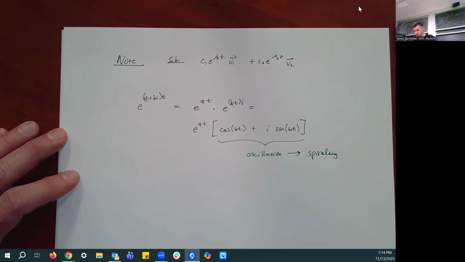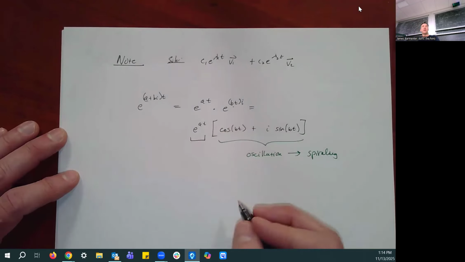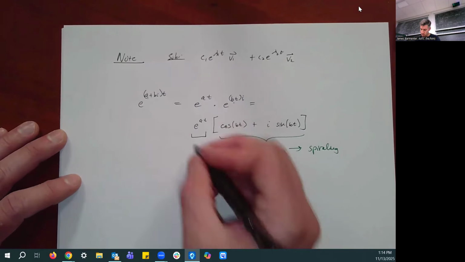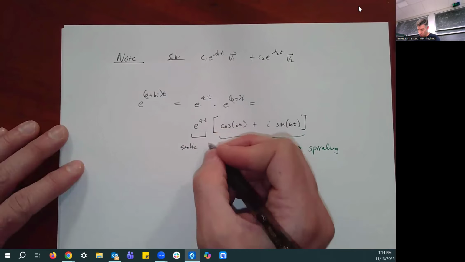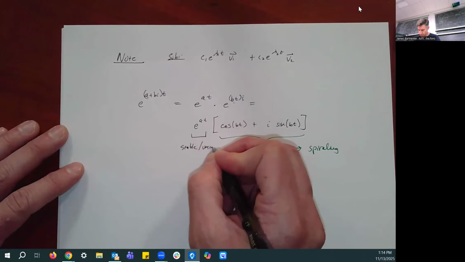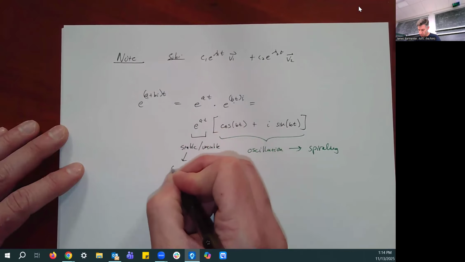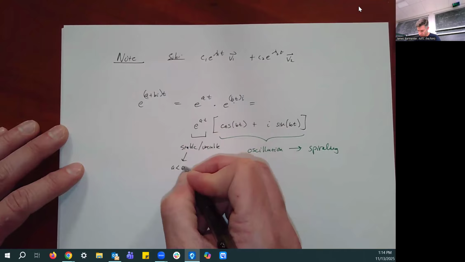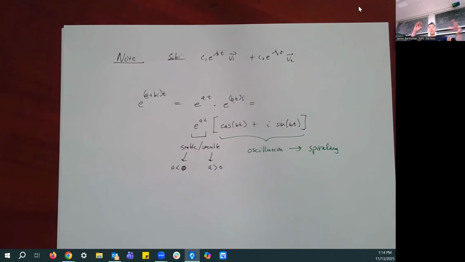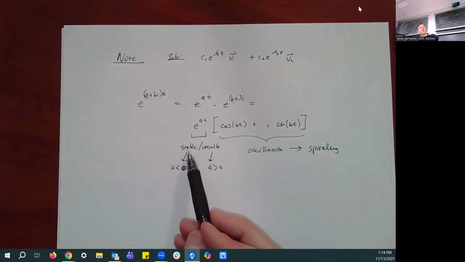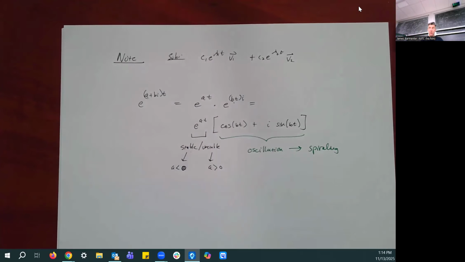This other part, the e^(at), tells you whether it's stable or unstable. Stable means getting smaller, unstable means getting larger. So stable, your a is negative. Unstable, your a is positive. You're growing larger and larger away from the origin if you're unstable, or you're getting closer and closer to 0 if you're stable, getting closer to the origin. And then the other part is making you circle around and around.